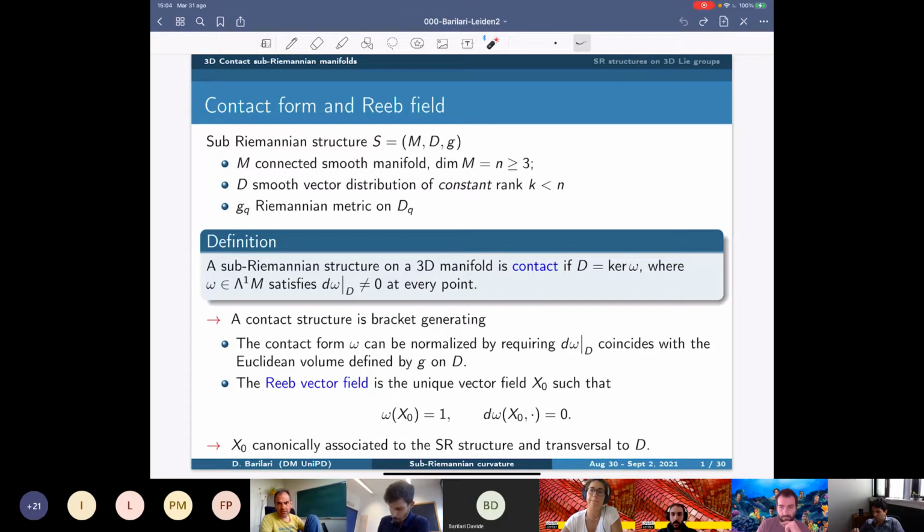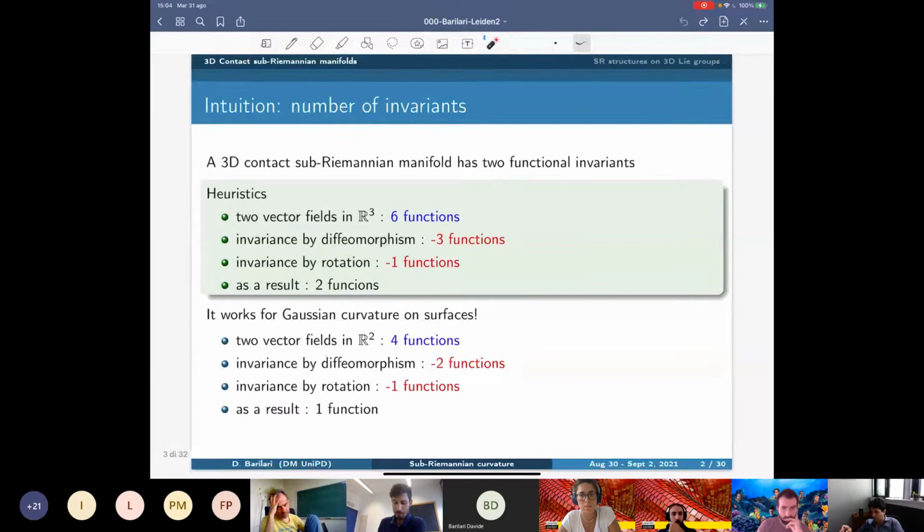Okay, so let me just say that with this Reeb vector field, we can build a Riemannian metric, as also Patrick said, which somehow extends the Sub-Riemannian metric we are considering. Let me give some intuition on the number of functional invariants we should expect on a three-dimensional contact Sub-Riemannian manifold, and try to justify with some heuristics why there will be two.